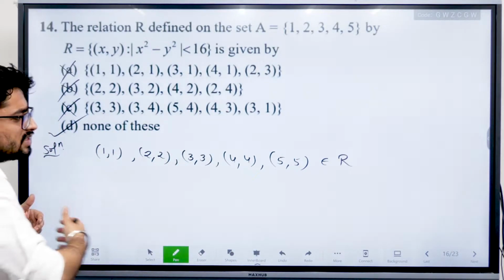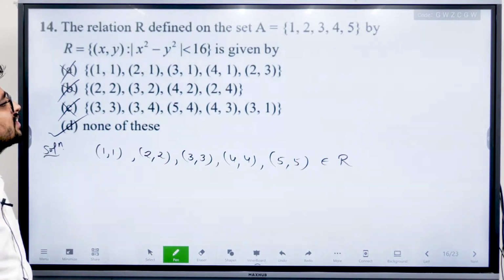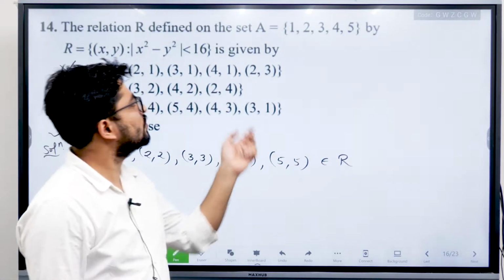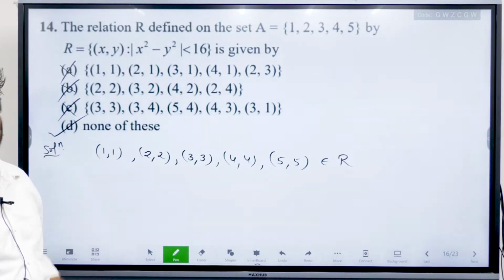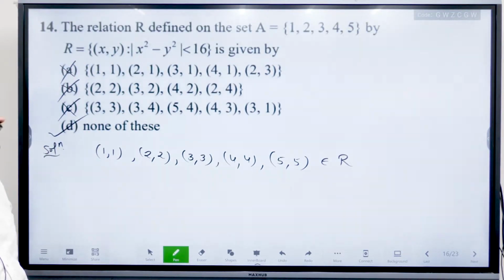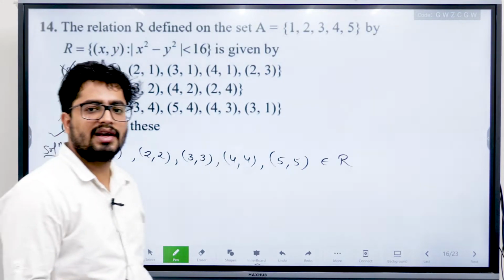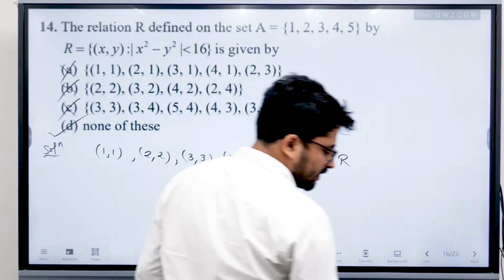Okay, so you can generate your relation using this condition x square minus y square is less than 16, but that's not our question. The question is which one is the relation R. So all of these do not belong to R. So finally here your final answer is D, none of these. Got it? Now let's do the next one.